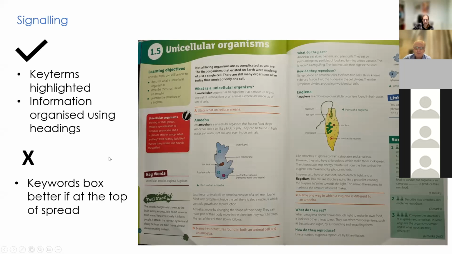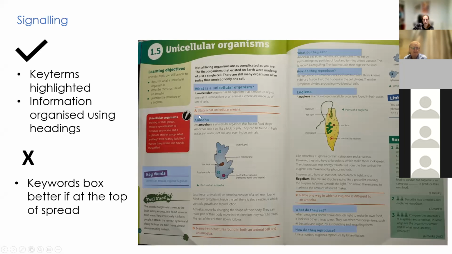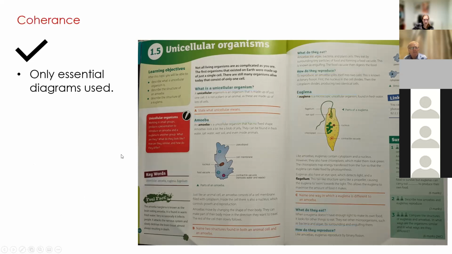So, signalling. We've got key words, key terms are highlighted. And we've got headings, clear headings. We've got one type of unicellular organism, what do they eat, how do they reproduce, another type, what do they eat, how do they reproduce. So I think that the text is organised really well there. One thing could be better, the keywords could be put at the top so students are given a bit of pre-training just to say what's coming up, what the keywords are, but nothing major. That's pretty good, that one.